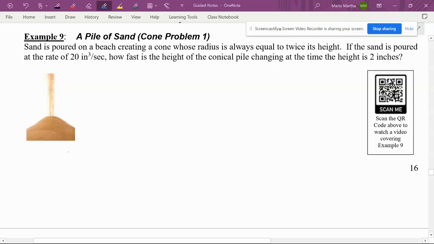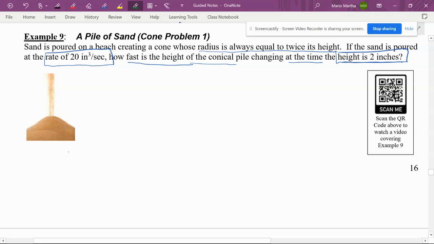So sand is poured on a beach, creating a cone whose radius is always equal to twice its height. If the sand is poured at a rate of 20 cubic inches per second, how fast is the height of the conical pile changing at the time the height is 2 inches? All right. So here again, we want to figure out the given information.